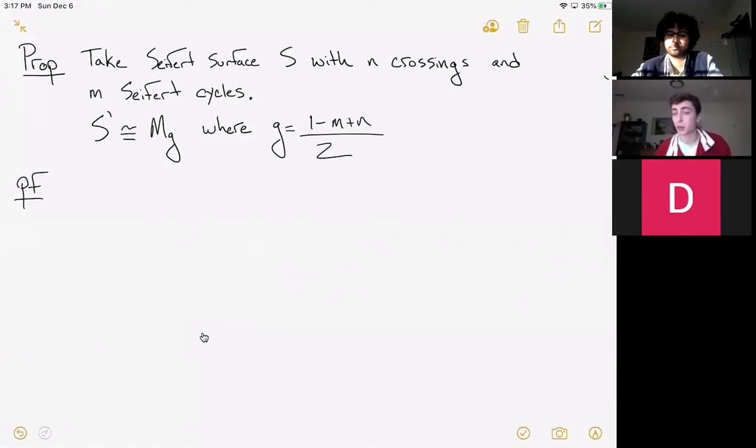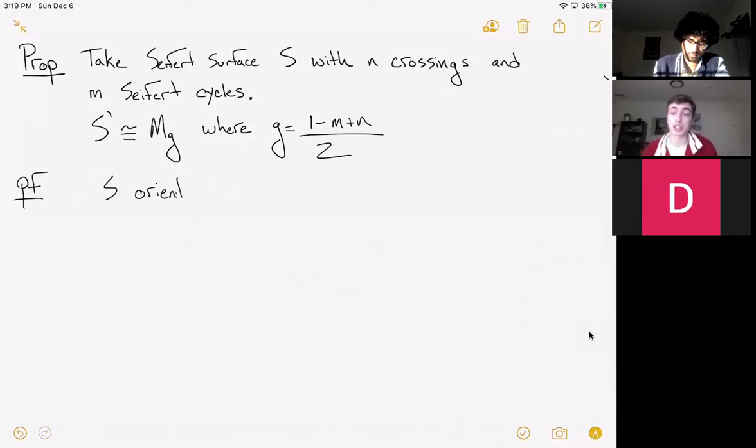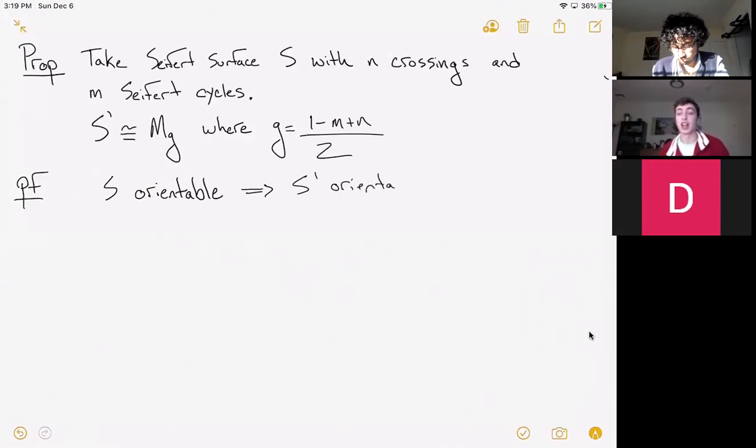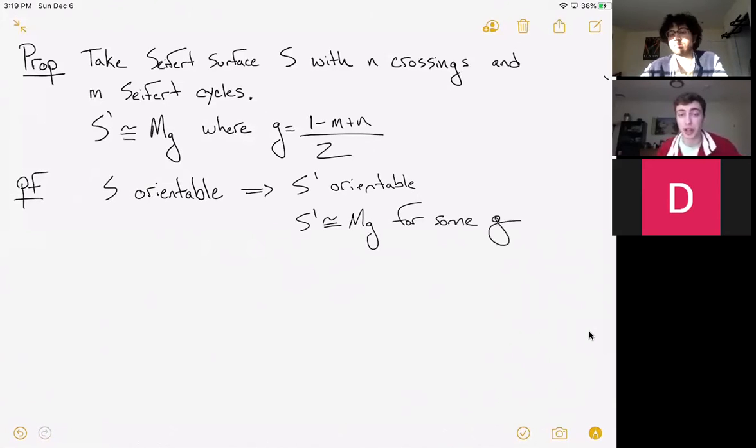So for simplicity's sake, we're just going to address the case when S is a Seifert surface that has a knot as its boundary, as opposed to an arbitrary link. Okay, so to begin, let's observe that S is always orientable, as a Seifert surface is orientable by definition. Thus, when we adjoin orientable disks to the boundary of S, we obtain another orientable surface. And so S prime, then, is orientable, meaning that S prime falls under mg as opposed to nk. So in other words, S prime is topologically equivalent to mg for some genus g. Okay, great. Now let's try to compute what this genus is.